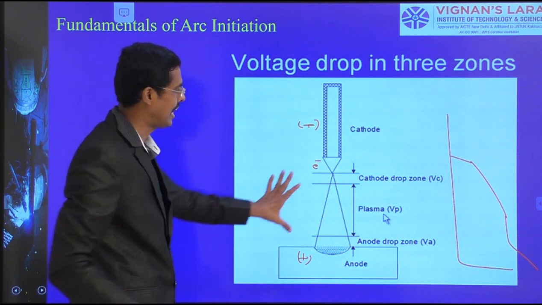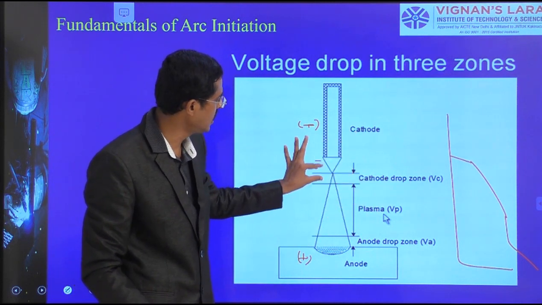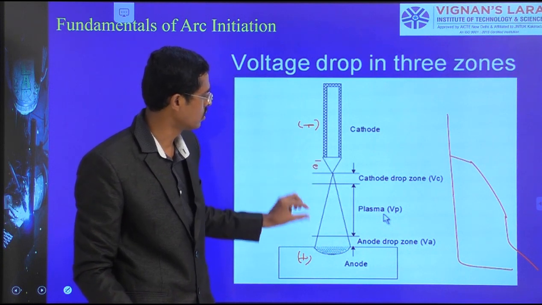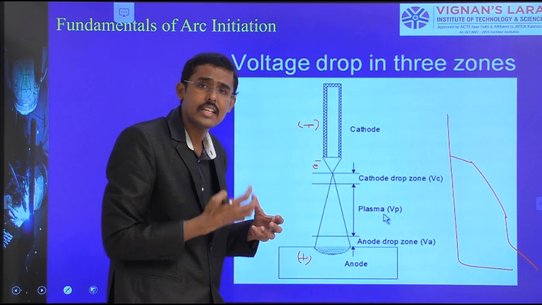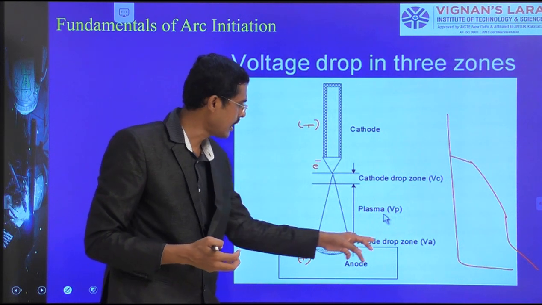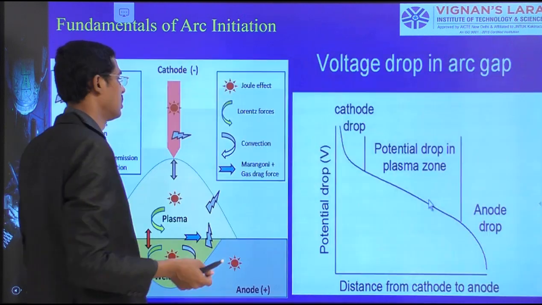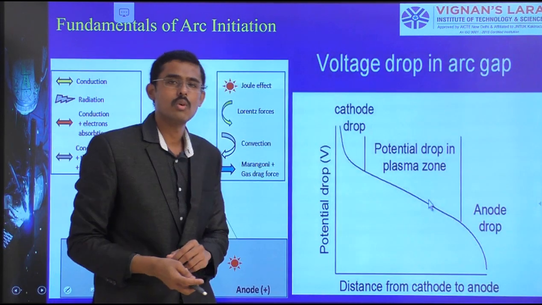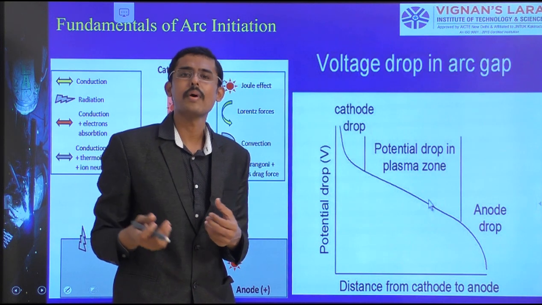So I am classifying here three zones: the cathode drop zone, which is nearer to the cathode, the plasma zone where the high heat is going to be generated, and then the anode drop zone. Then there is the anode. So this is what I have told you earlier. This is how this voltage drop occurs.